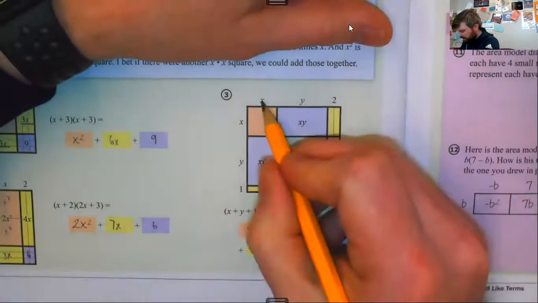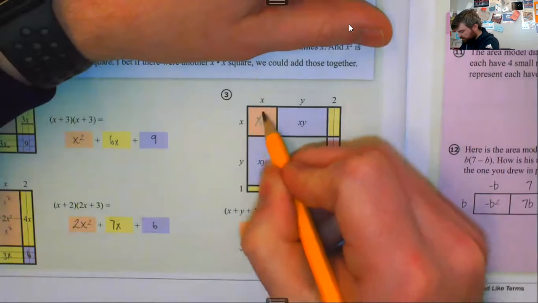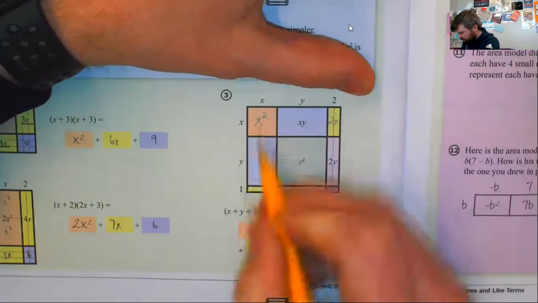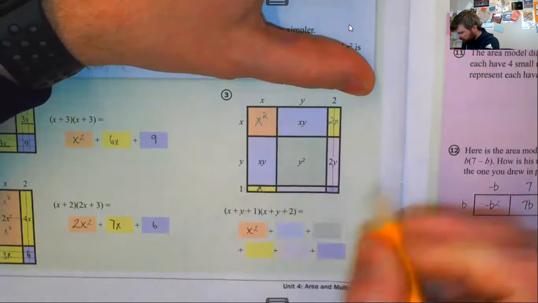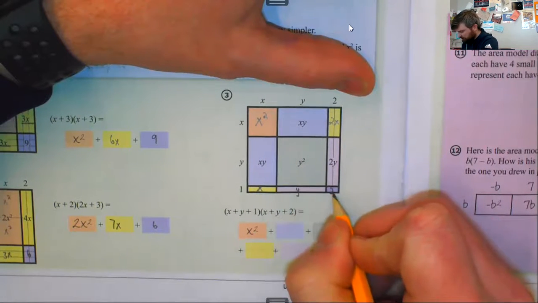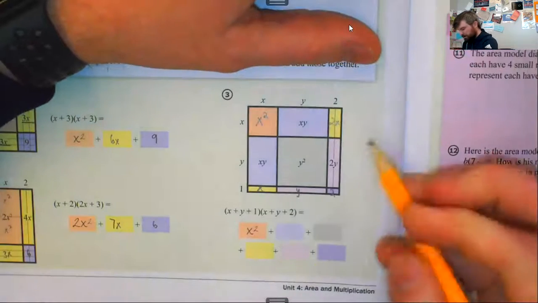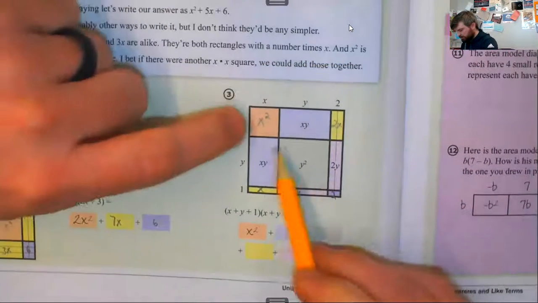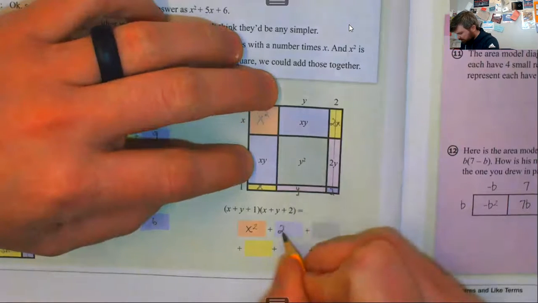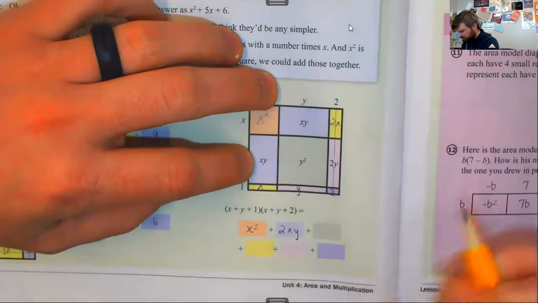For this one, we have x times x is x squared. X times 2 is 2x. X times 1 is just x. Y times 1 is y. And 2 times 1 is 2. Those are a little hard to see. But in here, we look for like terms. So there's an x squared. Here's an xy. Here's an xy. So you have 2xy. Notice I matched the colors up.